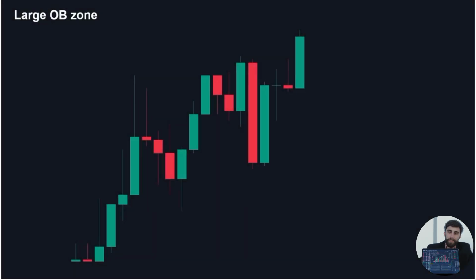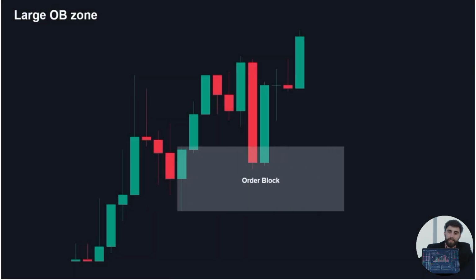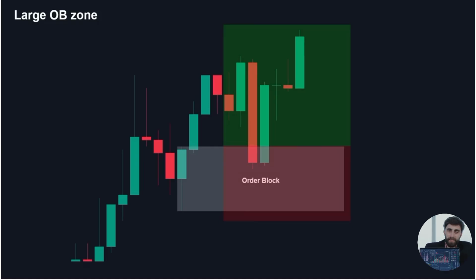In contrast, if we have a large order block zone on the lower time frame, the issue arises that if we set our stop below this zone, we will have a large stop loss. In this case, we can either take a smaller zone below the order block area as our stop, or set our order in the middle of the zone. This approach will significantly improve our risk-to-reward ratio if we end up winning.